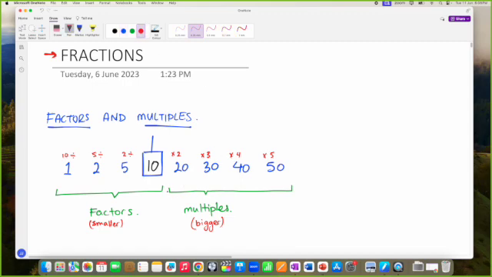You can see that the multiples are those numbers that are bigger than 10. So 10 times 2 is 20, 10 times 3 is 30, 10 times 4 is 40, and so on. The numbers that are bigger than 10, those are your multiples. The numbers that are smaller than 10, those numbers that could go into 10, those are your factors of 10. So 10 divided by 2 is 5, 10 divided by 5 is 2, 10 divided by 10 is 1. So these are the factors of 10.